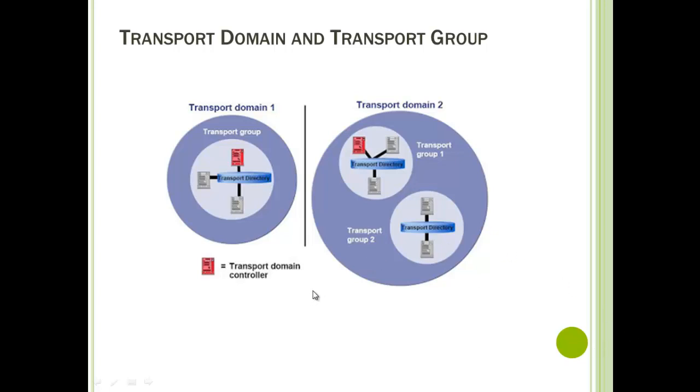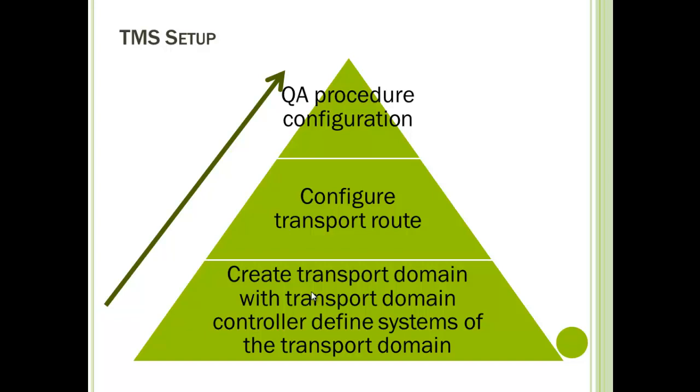So let's see how we configure the TMS step by step. This particular slide is quite important, because here you can see the main steps involved in the TMS configuration, which is basically broken down into 3 different steps. First one is to create the transport domain with the transport domain controller and define the systems of the transport domain. Basically, we will configure the transport domain and define which SAP systems need to be included in the transport domain at this particular stage.